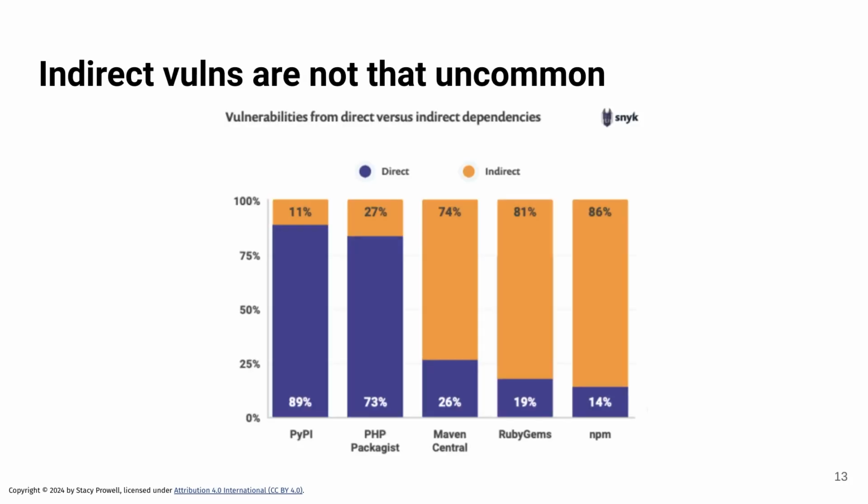Indirect vulnerabilities are not that uncommon. So if we look here, the blue part of the bar represents direct use of a library, and the orange part indicates indirect use, right? I use something that uses something else that then uses that library. And you can see over on the left-hand side, that indirect use can be small. Over on the right-hand side, indirect use can become quite large.